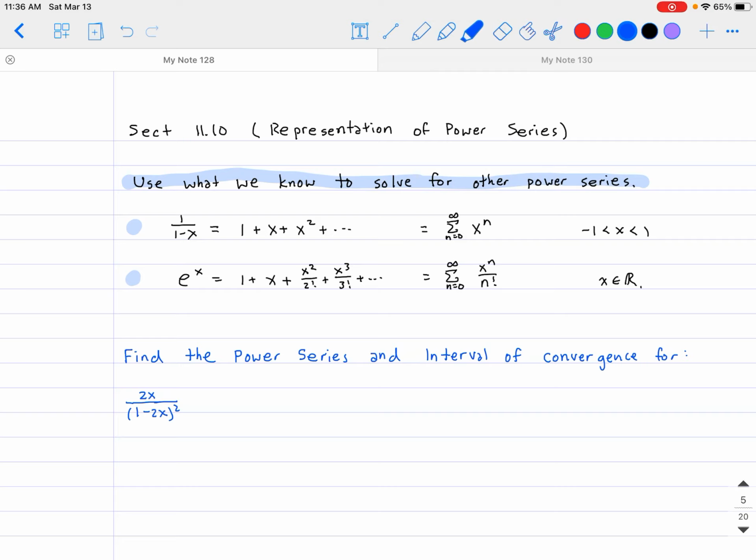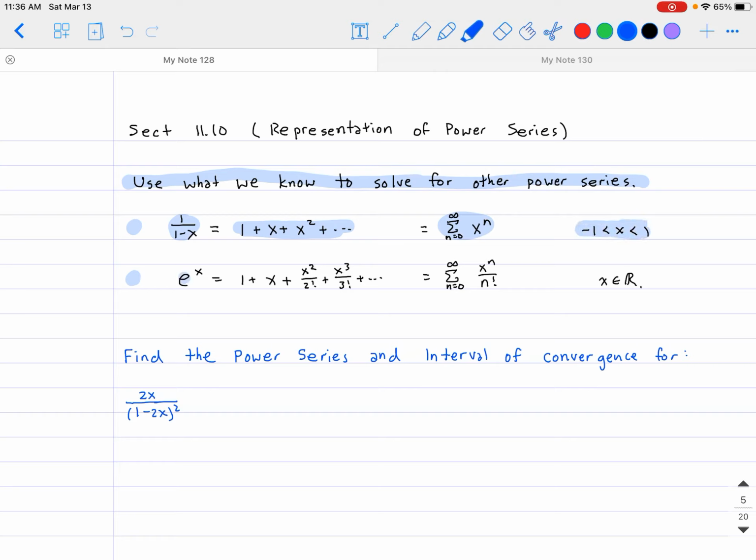The first one, we've derived and said plenty of times. It's 1 over 1 minus x, and that is equal to 1 plus x plus x squared plus x cubed and so on, which is the same thing as the summation of n equals 0 to infinity of x to the nth power. Its interval of convergence is from -1 to 1.